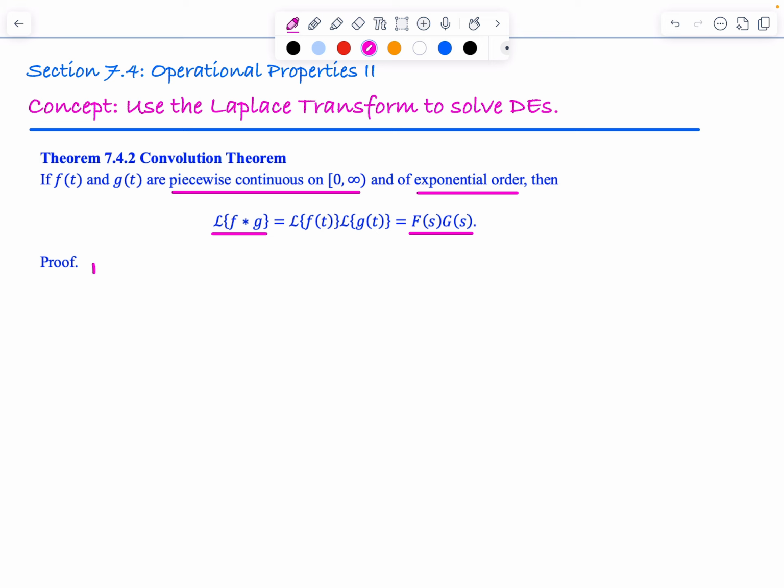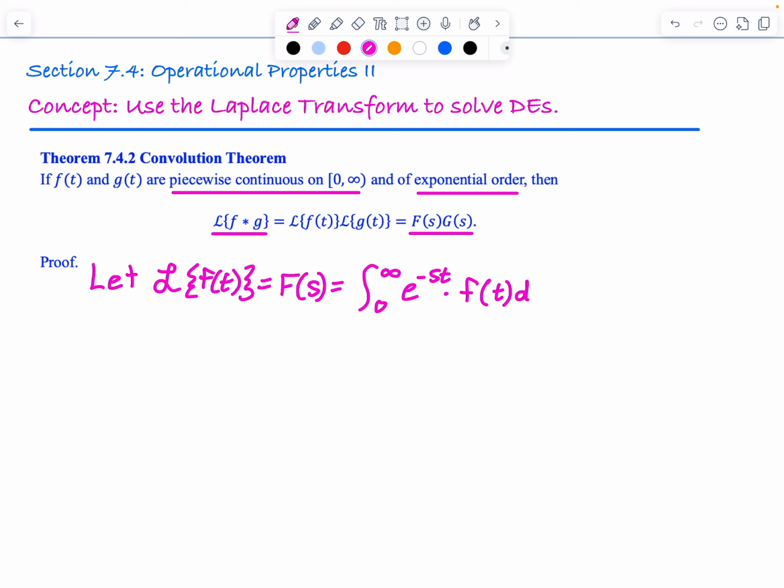Okay, so starting off with our proof, we're going to let the Laplace of f(t) equal capital F(s), which is going to be the integral from 0 to infinity of e to the negative s t times f(t) dt. Or let's go to tau here, actually, forgive me: times f(tau) d tau. There's a reason, because we're going to call the next one a different variable.